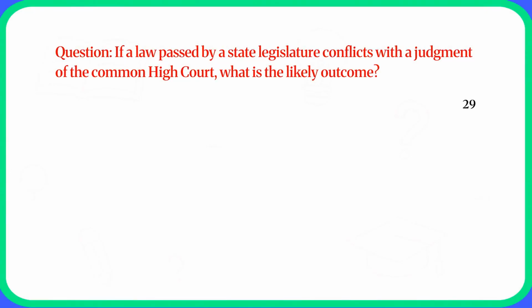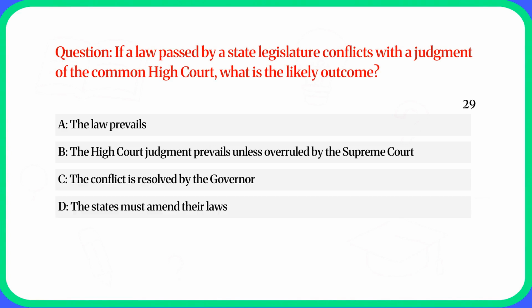Question: if a law passed by a state legislature conflicts with a judgment of the common High Court, what is the likely outcome? Answer: B. The High Court judgment prevails unless overruled by the Supreme Court.